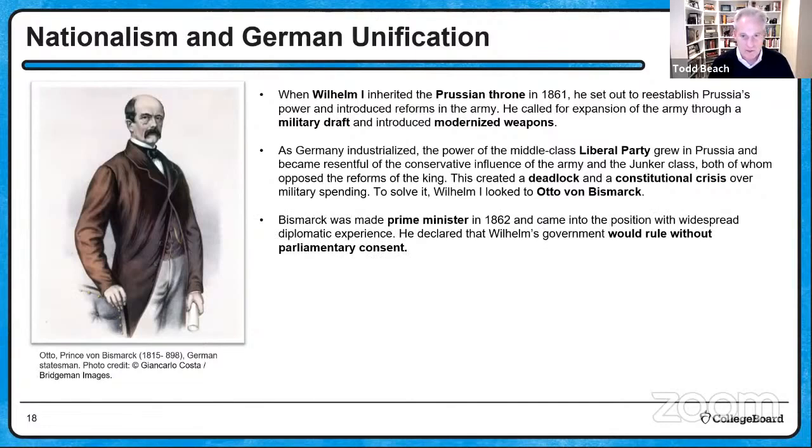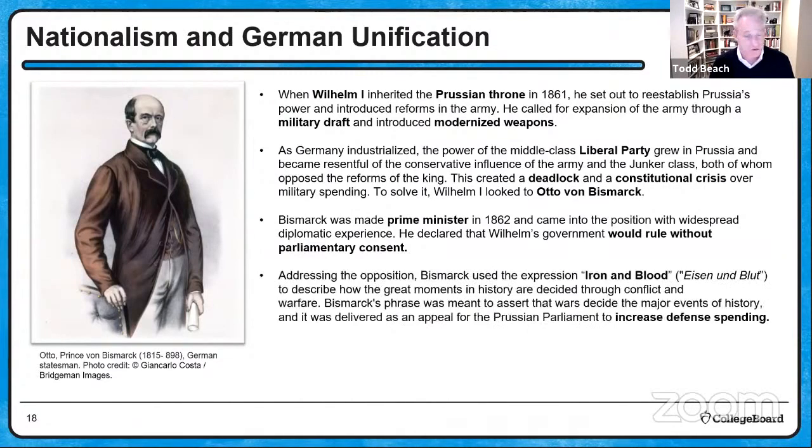And Bismarck is made prime minister in 1862, and he comes into the position with a lot of diplomatic experience. That's why I like this image, because he is a statesman. He's really, really smart. And he declares that Wilhelm's government will rule without your consent. And we'll raise taxes, and I won't ask. I'll just go and I'll get the bureaucracy to collect the taxes. And so that's what he does.